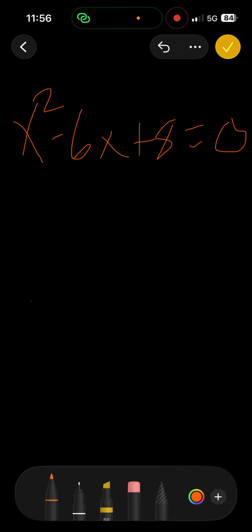All right, today's lesson is we're going to work on completing the square. This is where most kids struggle.